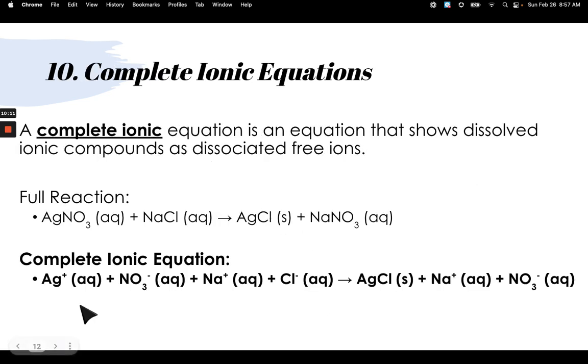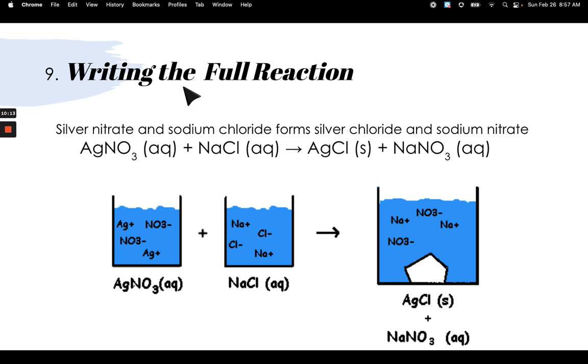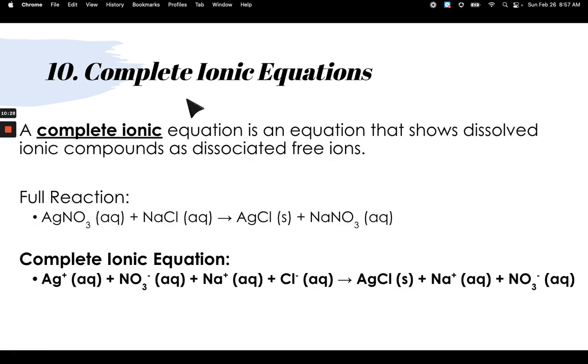That's called the full reaction. So let me just emphasize something. This is called the full reaction. We see all of the compounds as compounds. Their states are indicated, but we don't see them dissociated. Okay, so now there's another term you need to know, something called the complete ionic equation. A complete ionic equation is an equation that shows dissolved ionic compounds as dissociated free ions.